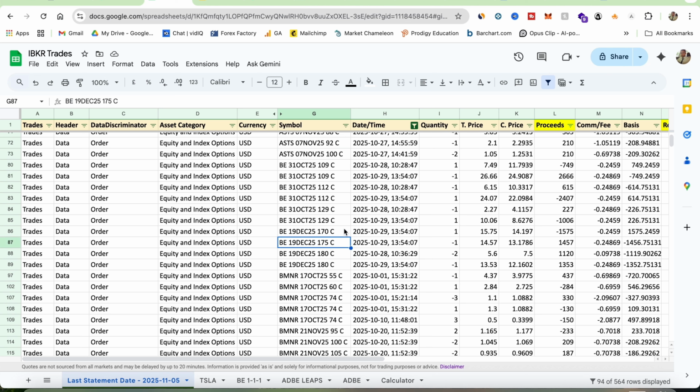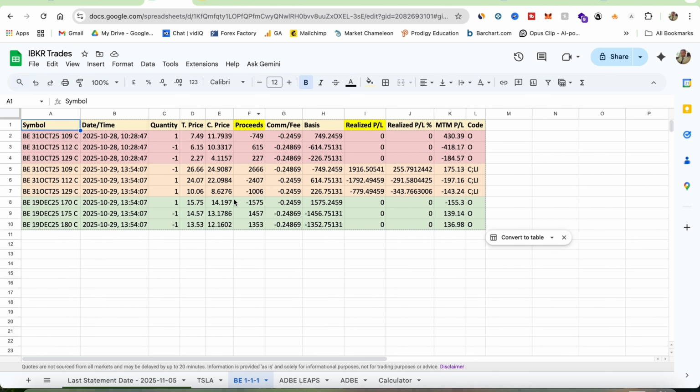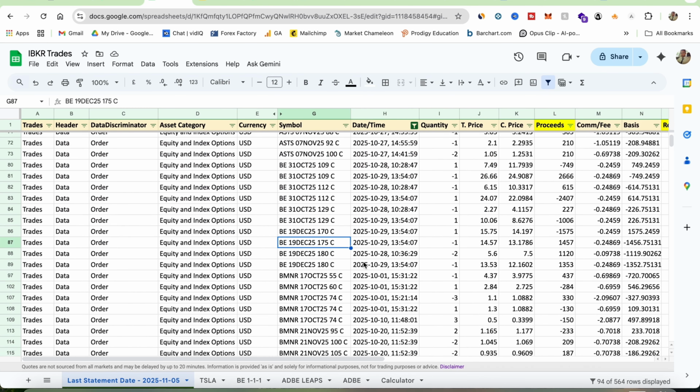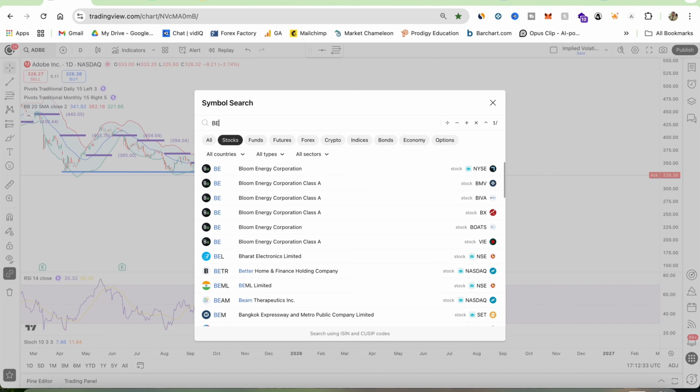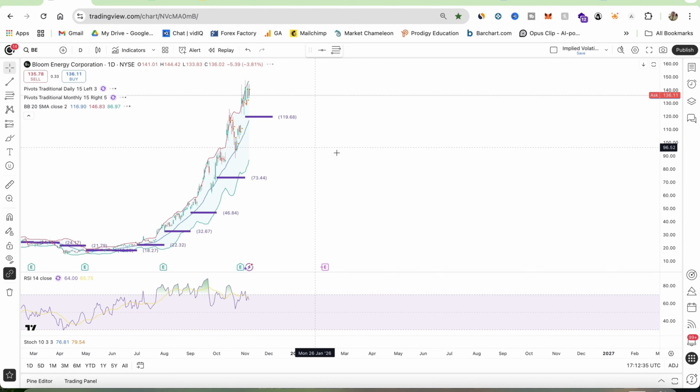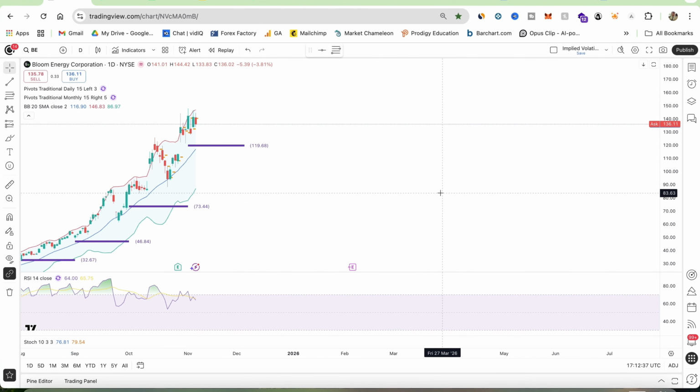So you can see here, this is a 111 trade, which I think I did cut a few videos ago, which is over here for the 111. And the real big issue is this 180 call. So I've got a naked 180 call on BE expiring December 19th. And you can see here it is trading at 136.